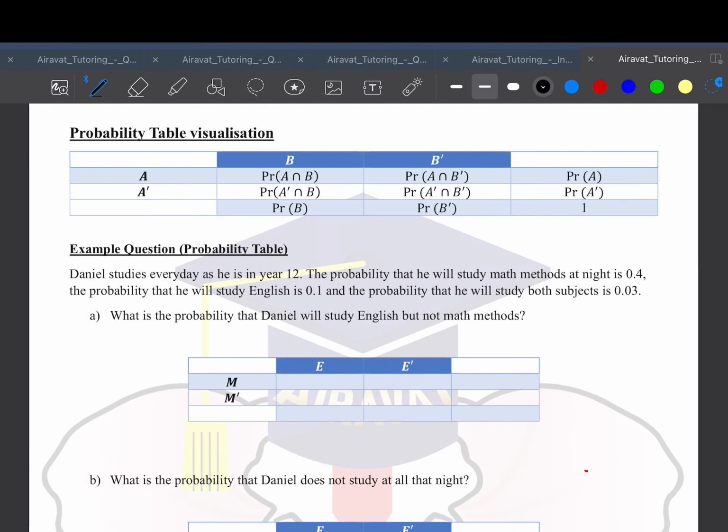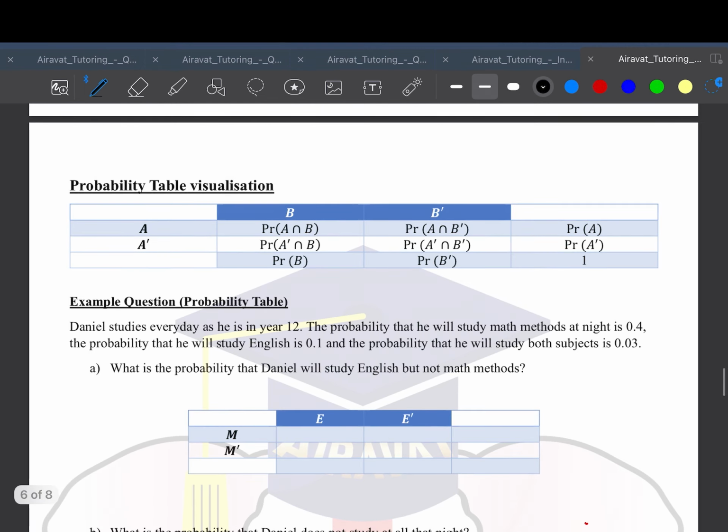Alright, so let's now talk about the probability table or Karnaugh map, whatever you want to call it. So how this works, again, this is a concept from Math Methods 1 and 2, so I'm going to briefly go over it. But anyway, if you want to find the probability of A ∩ B, you would have to look at this box over here. If you want to find the probability of A ∩ B', this box over here, and so on and so forth.